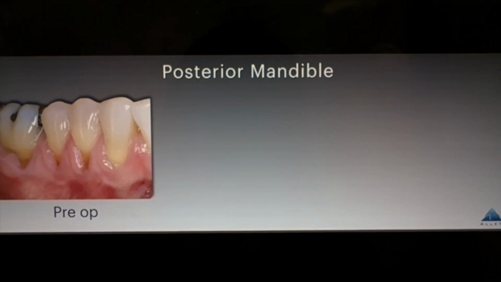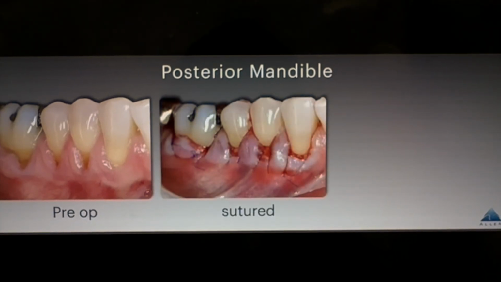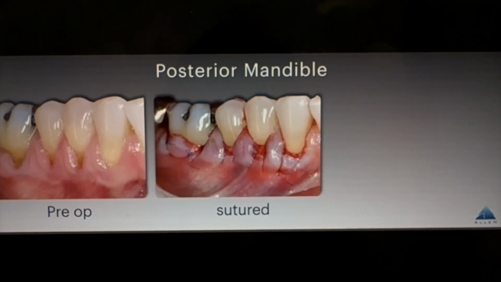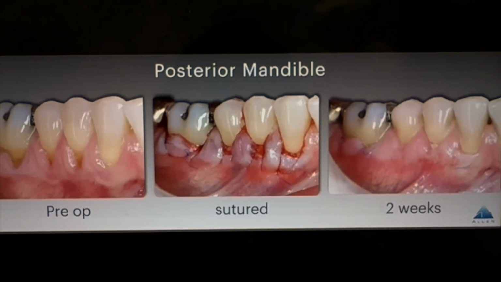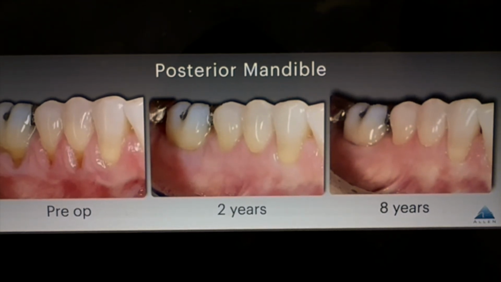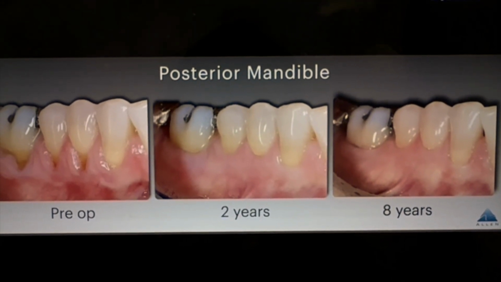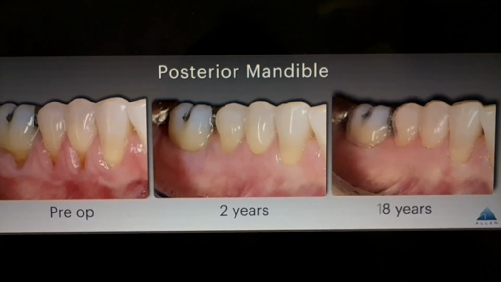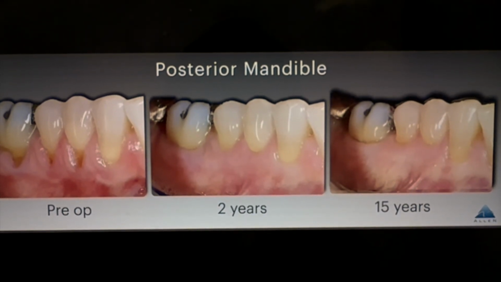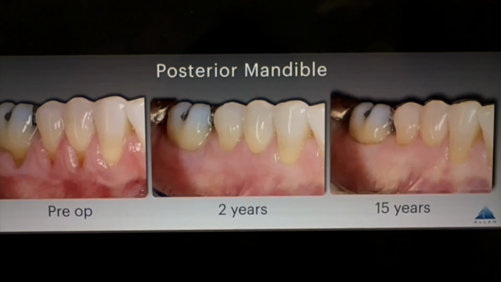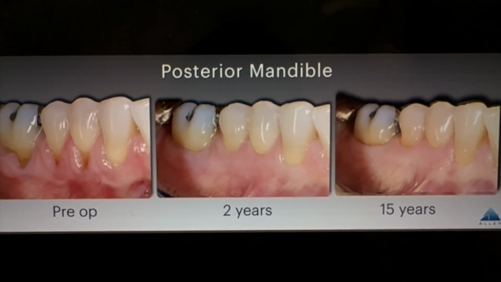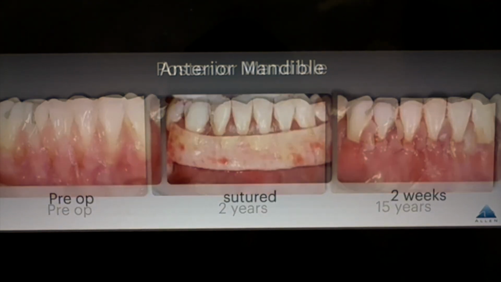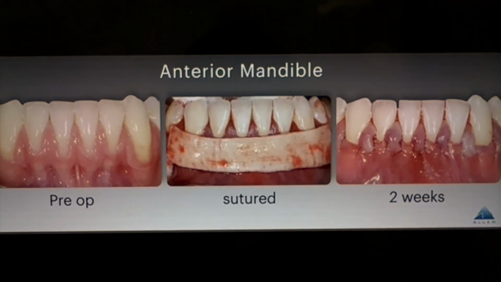So you have a good environment for the graft, and it's inserted, sutured in a similar fashion, and you see a 2-week outcome, and 2 years and 8 years. It's being maintained. This patient's in my routine follow-up care, and that's 15 years. So it's complete root coverage maintained, thickness of the tissue maintained, and a long-term outcome.